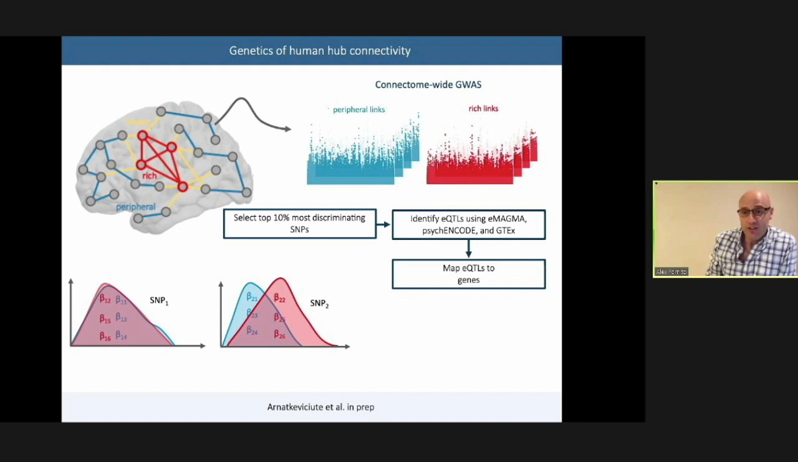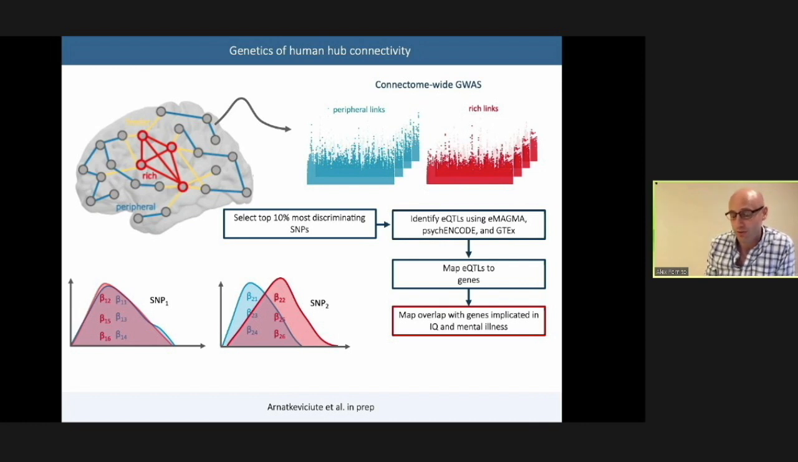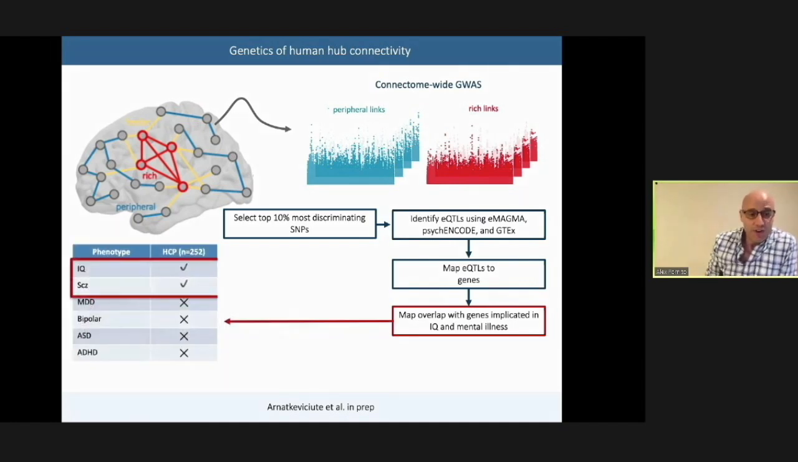We map those eQTLs to the genes whose expression they influence, and then we repeat this process for SNP lists that we obtain from prior GWASs of intelligence and mental disorders. And we try to test for significant overlap between our hub gene list and the gene lists for those phenotypes. If we do that, we find evidence of significant overlap between our hub list and the list of genes implicated in intelligence and schizophrenia, but not depression, bipolar disorder, autism, or ADHD.